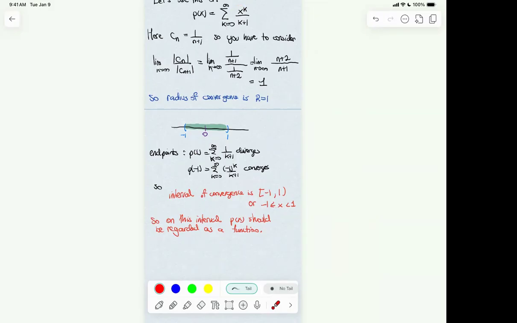So maybe there could be others where the radius of convergence is one, but maybe both -1 and 1 diverge or both converge. Everything can happen. There's no specific rule at the endpoints. So you really have to go through them.